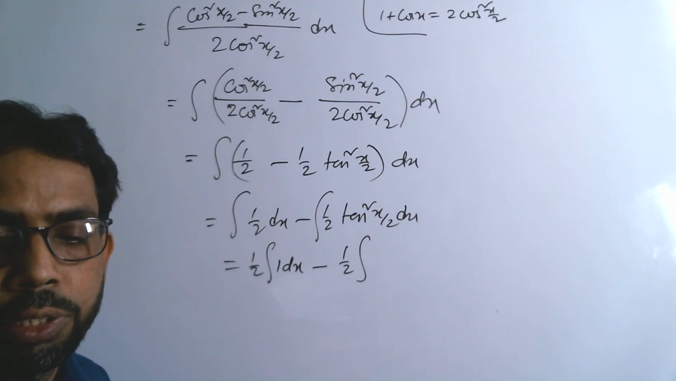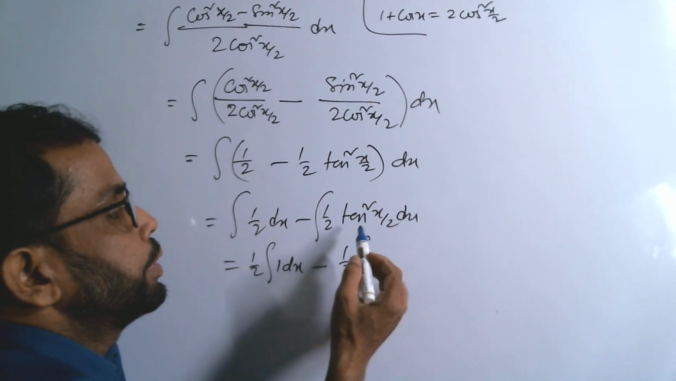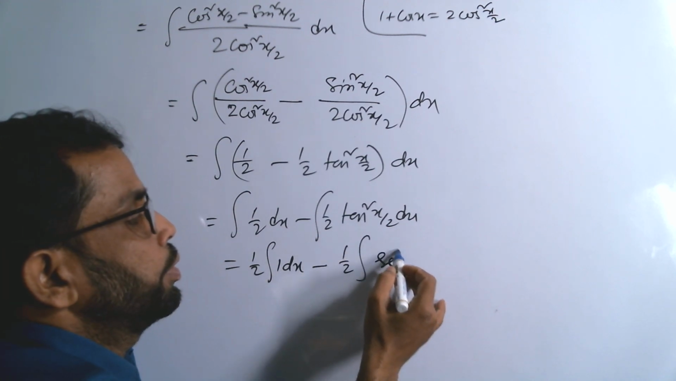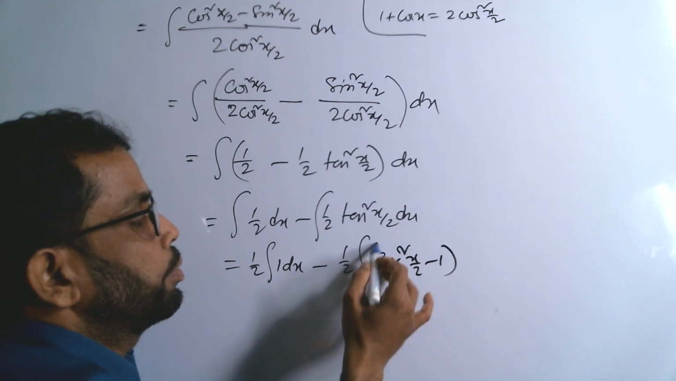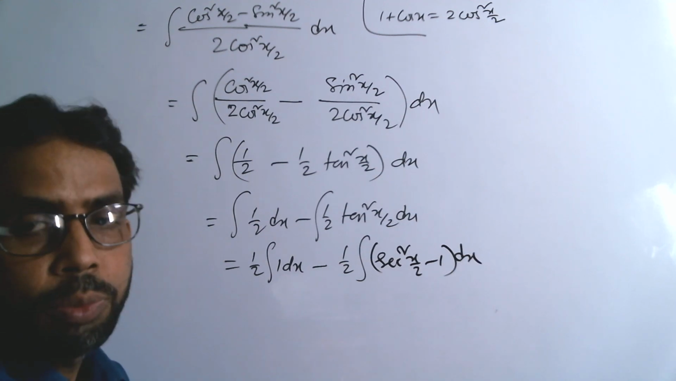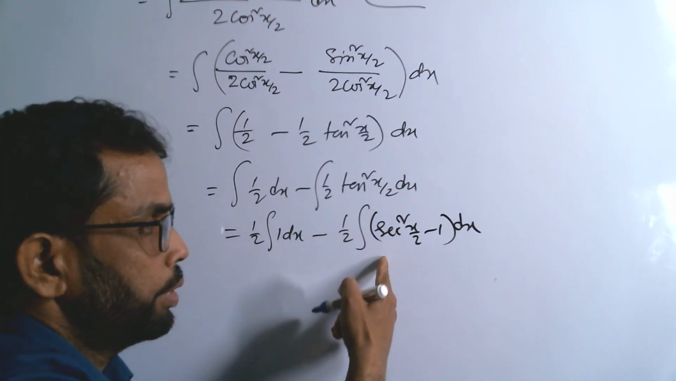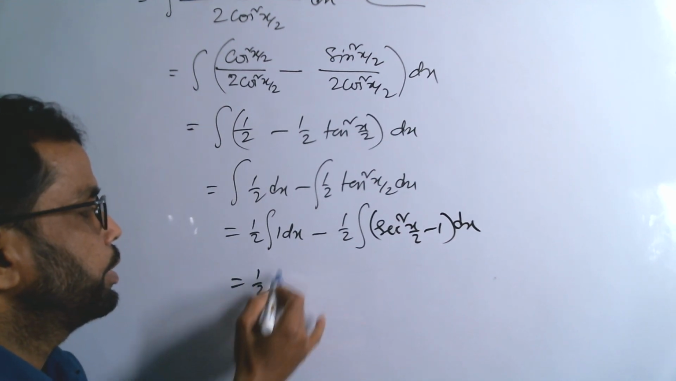Now in the integration of tan square, there is no formula of integration, so tan square must be converted into sec square minus 1. For sec square we have the integration formula, but for tan square there is none, so we have to use the identity. Tan square is sec square minus 1. This integration is done.